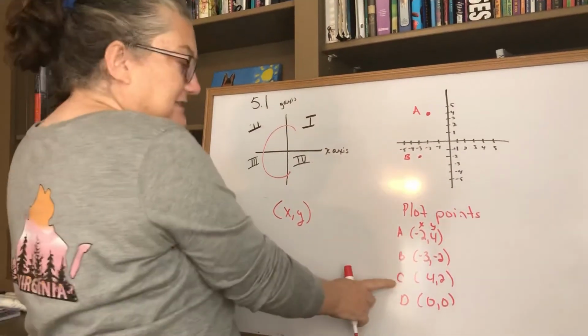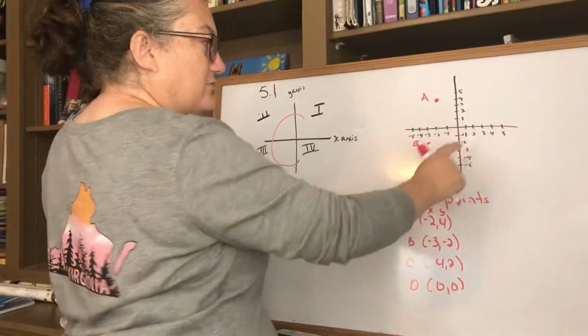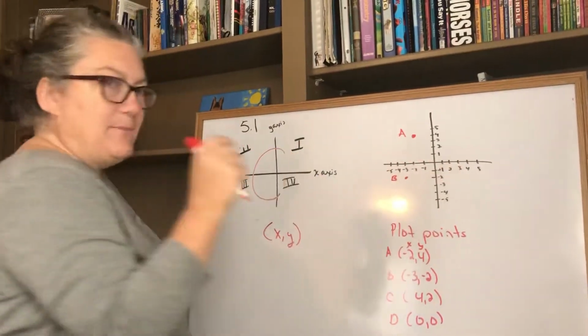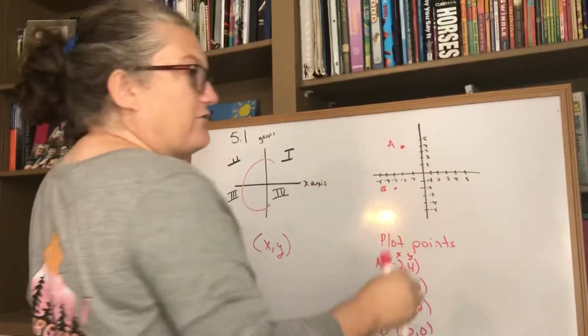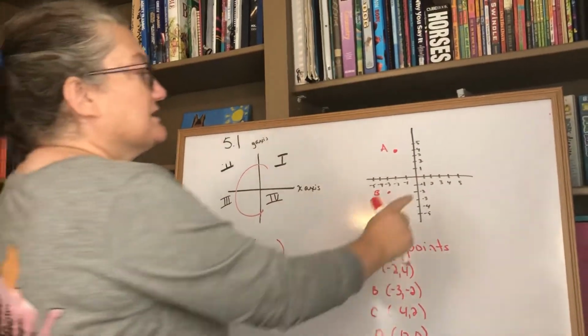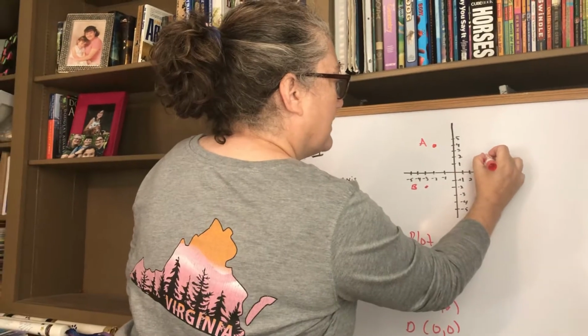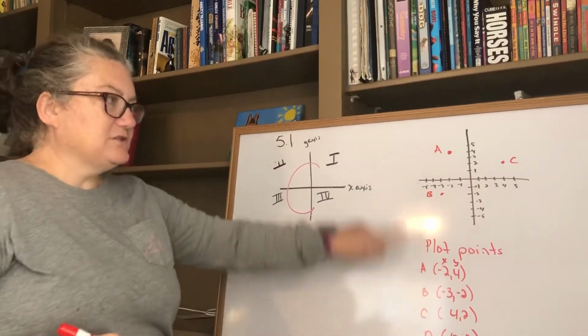Okay, letter C is going to go 4. That's our x. We go left to right. So I'm going to go over to 4, and then I have to go up to 2. I do not put a dot right here. That is not where it's saying. I put a dot where 4 and 2 cross. So I go over to 4 and then up to 2, and it's right there. And I'm going to put the letter C, just so that we can use them as reference.